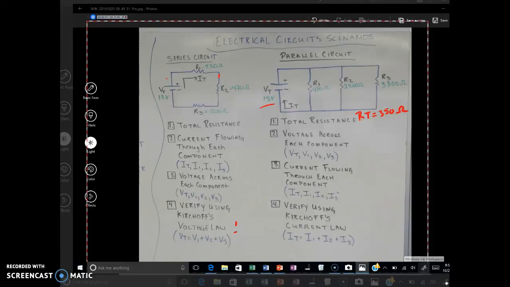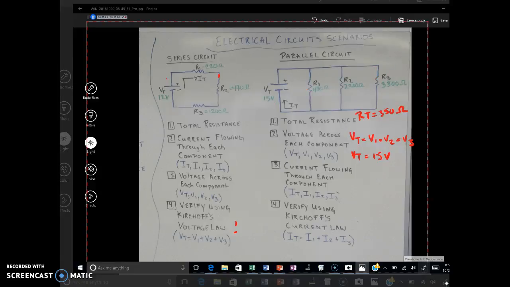So the next problem says find the voltage across each component. So the voltage across each component for a parallel circuit is going to be very similar to the current for a series circuit, which basically means they're all going to be equal. And we know what VT is, 15 volts. So the voltage across V1, the voltage across V2, and the voltage across V3 is all going to be 15 volts.